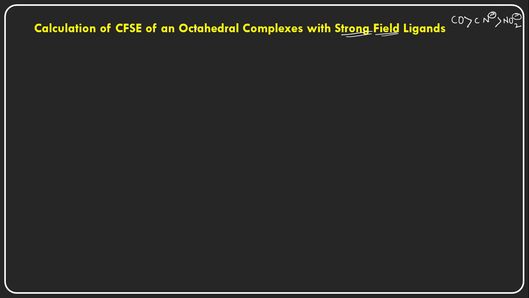An octahedral complex is one having a coordination number of 6. So those complexes are called octahedral complexes with strong field ligands. And for this, what formula do we need to use? I will tell you. First, I am writing here the number of electrons, and then for the octahedral complexes, how it will be.